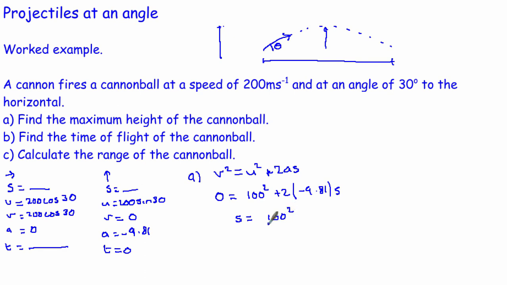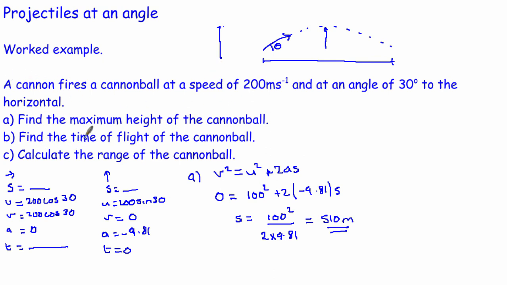So if I rearrange this, I get the displacement is equal to essentially 100 squared over 2 lots of 9.81. And if I do that on my calculator, I get approximately 510 meters. So this thing travels 510 meters up in the air before it starts to come back down again. So that was part A.